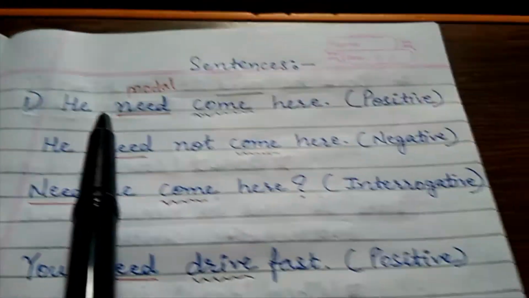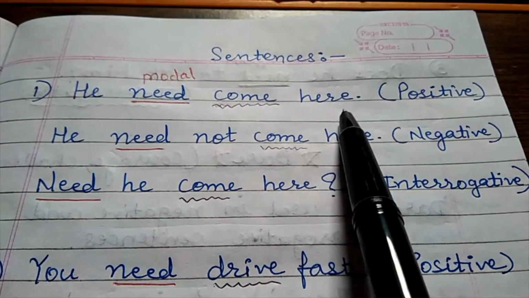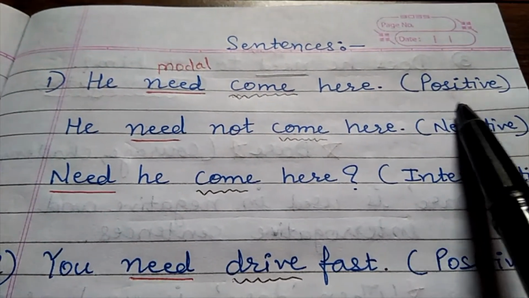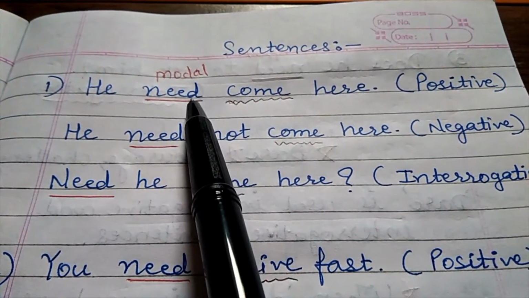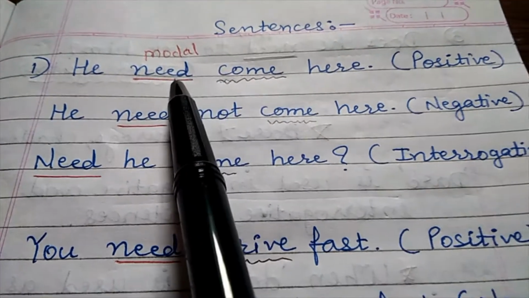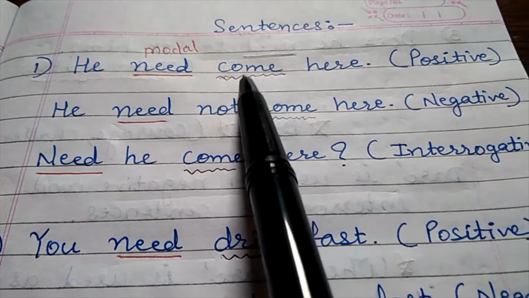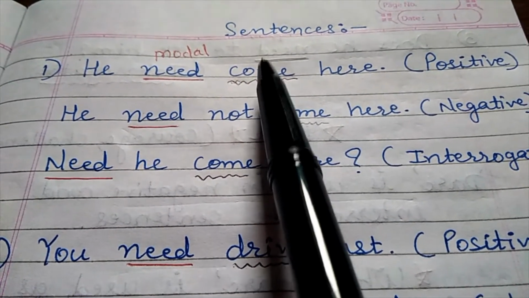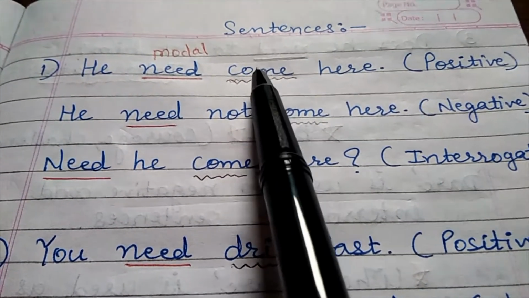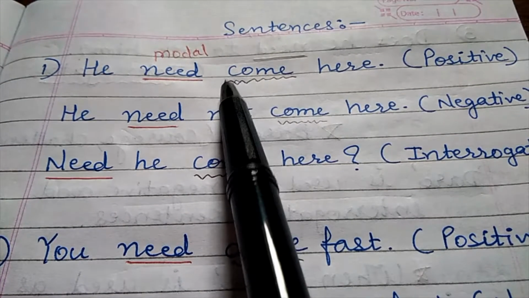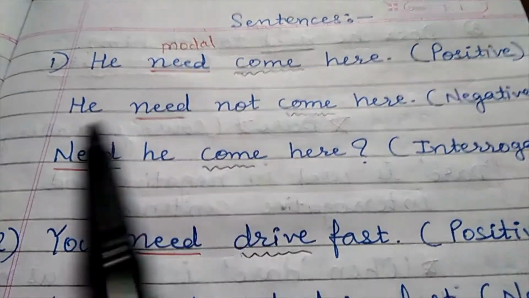See the first example. He need come here. This is a positive sentence. Need is used as modal auxiliary here, and after modal auxiliary the main verb comes. Means come is the main verb or ordinary verb. You cannot use infinitive after modal auxiliary.